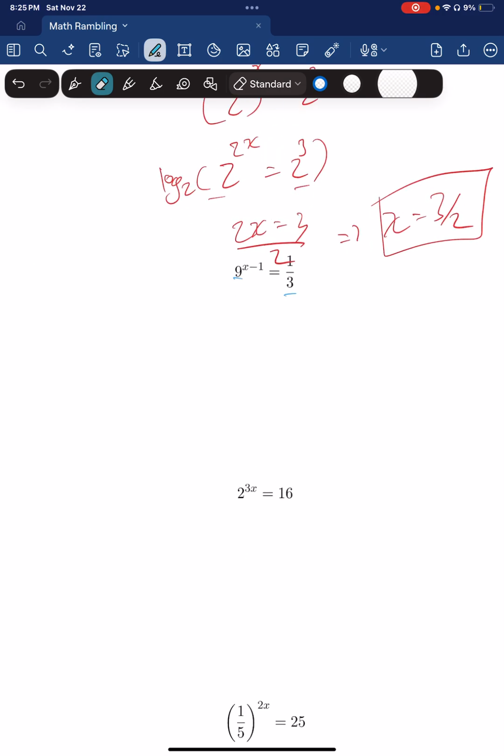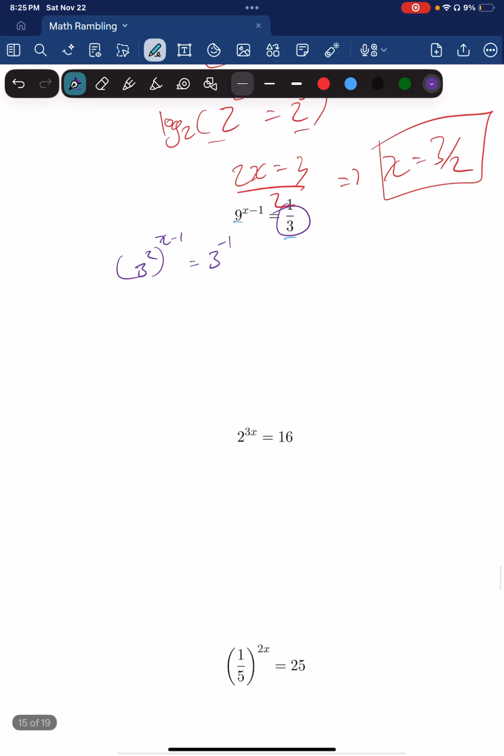Anyways, let's see, 9 we can write as 3 squared. So 3 squared to the x minus 1 power equals 1/3. How are we going to write that as a power of 3? You're right, 3 to the minus 1. All right, now we can distribute. And by distribute, I mean we have an exponent to an exponent, so we're going to multiply. So we get 3 to the 2 times x is 2x, 2 times minus 1 is minus 2, equals 3 to the minus 1.